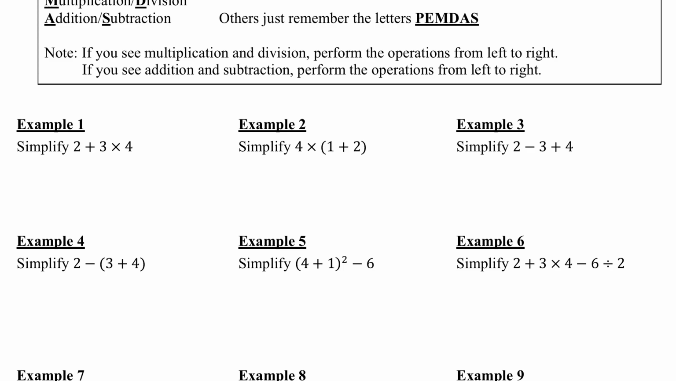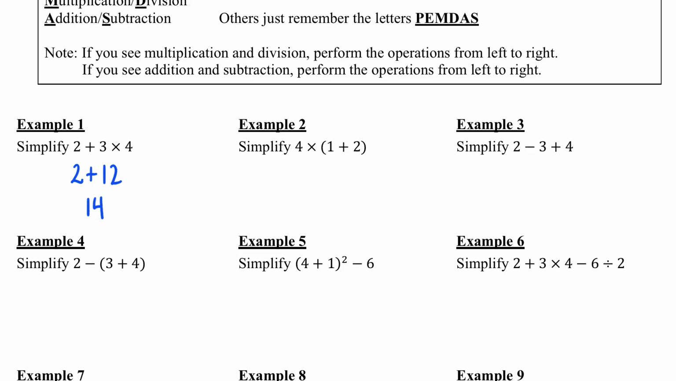So let's just work through our examples here. The first example is 2 plus 3 times 4. So you've got multiplication and addition here. So the question is, which one comes first? Well, the multiplication and division come before addition and subtraction. So make sure you do the multiplication first. So 3 times 4 is 12. So this will be 2 plus 12. And then you can just add that and you'll get 14. And that's it for that example.